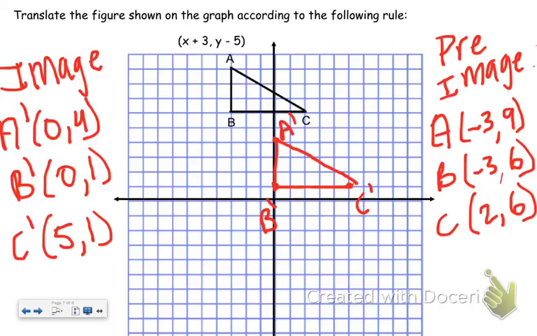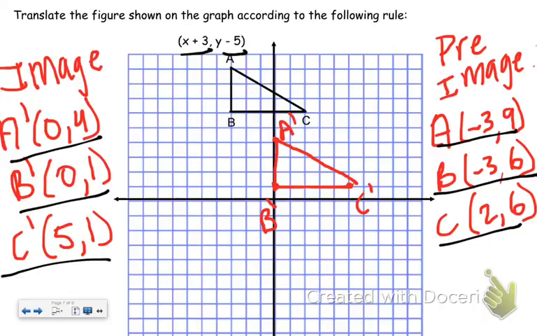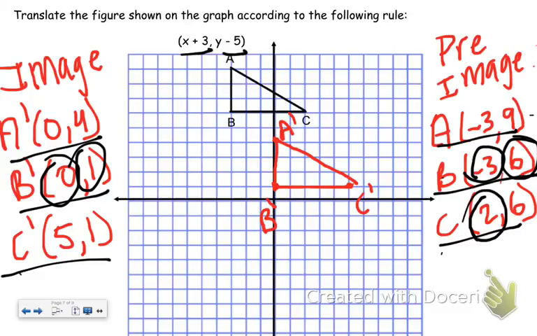So if you prefer to write out all the points in your new image and add 3 and subtract 5 to each x and y to get the coordinates for your new image, that's okay too. So from negative 3, 9, we get to 0, 4 by subtracting 5 from y and adding 3 to x. From B to B prime, we are adding 3 to x, which gives us a 0, and subtracting 5 from 6 to give us 1. Similarly in C, to get to C prime, adding 3 to 2 gives us a 5, and subtracting 5 from 6 gives us the 1.